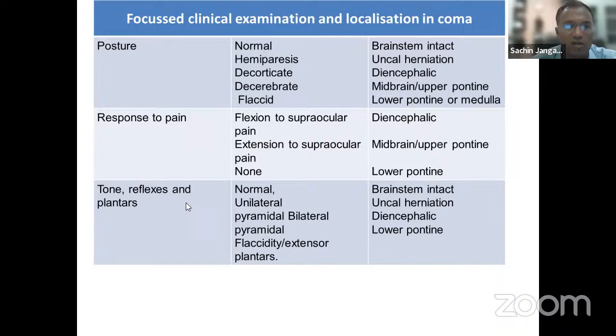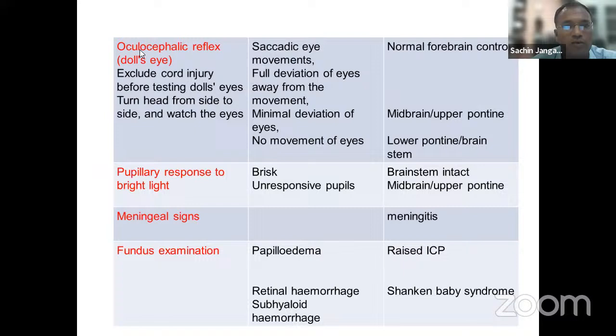Check for the reflexes. We can check for the doll's eye reflex. Before checking the doll's eye, we should exclude cervical cord injury. In doll's eye, you have to turn the head from side to side and watch the movement of the eyes. In normal doll's eye, there will be deviation of the eyes away from the movement. If you turn the head to the right, then the movement of the eyes should be to the left side. If there is no movement, it may be a lower pontine or brainstem injury.